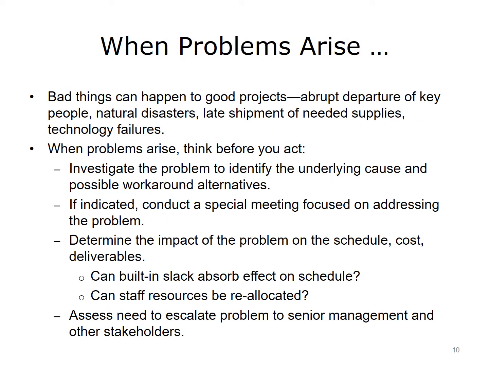When unexpected problems do arise, such as the abrupt departure of key people, natural disasters, late shipment of needed supplies, or technology failures, you must be prepared to handle them in a systematic way. First, investigate the problem to identify the underlying causes and determine possible workarounds or solutions. If indicated, bring together your project team members to discuss the problem and brainstorm fixes. Determine the impact of the problem and possible solutions on the schedule, cost, and deliverables.